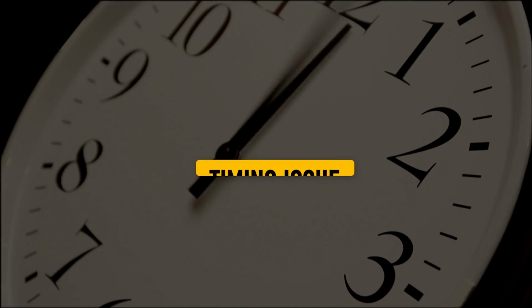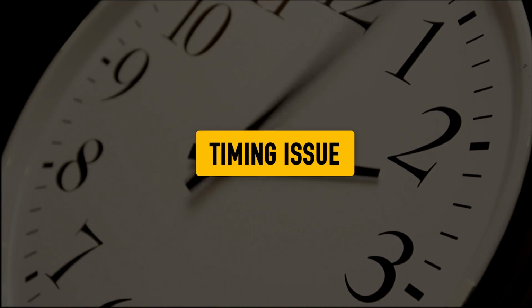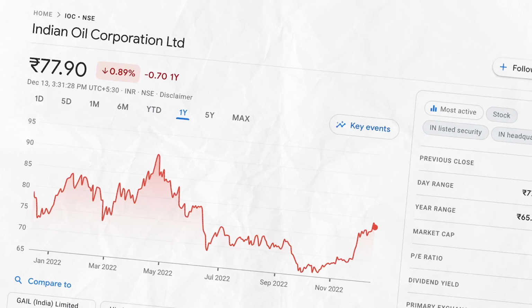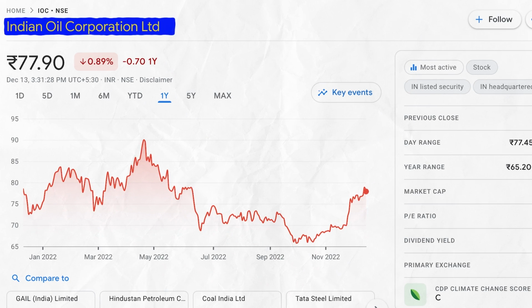But here is the massive problem in either of these options. There is a big timing issue. Now, what is the meaning of timing issue? Let me demonstrate that by talking about the example of IOCL, which is Indian Oil Corporation Limited, which is one of the strongest dividend paying stocks.